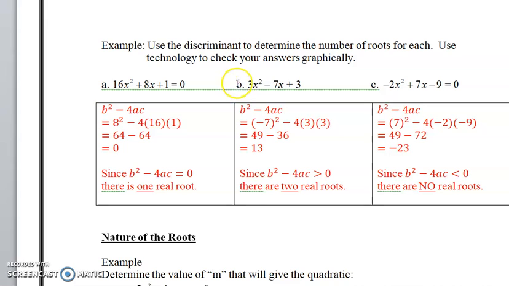Let's look at the second example, example B. We plug everything in. b is -7, and negative 7 squared is 49. Then 4 times 3 times 3, since a is 3 and c is 3. 3 times 3 is 9, times 4 is 36. 49 minus 36 is 13. Since b squared minus 4ac is greater than 0, there are two real roots.